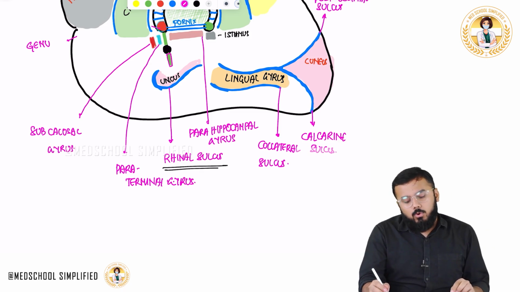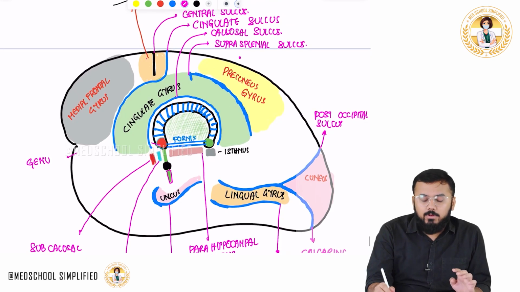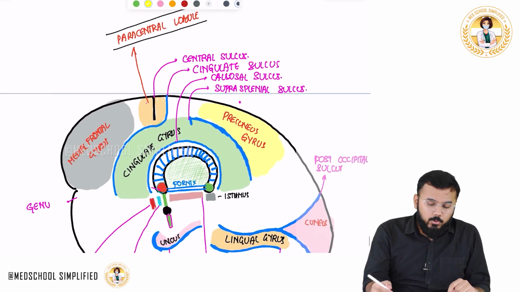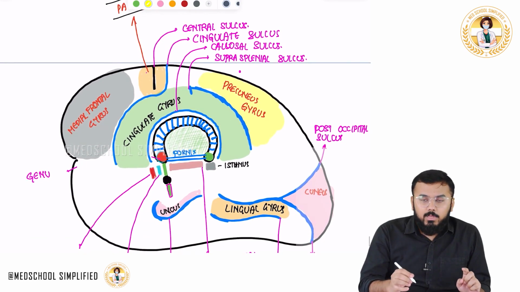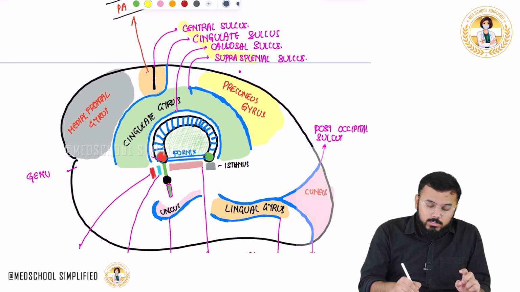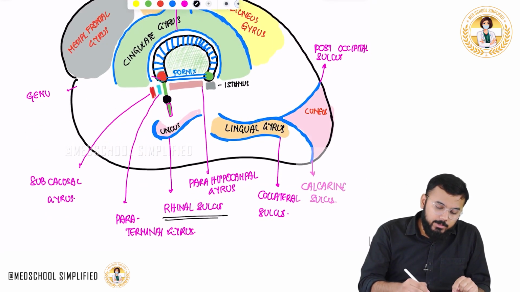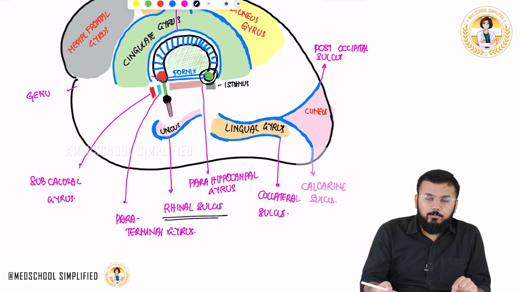Okay, so overall, what are the sulci and gyrus we have discussed over here? First important thing you need to know is that we have these four sulci. What are these four sulci? Central, cingulate, callosal as well as suprasplenial. Why are you calling it suprasplenial? Because it is located above the splenium. Where is the splenium? See, this green one is called your splenium.